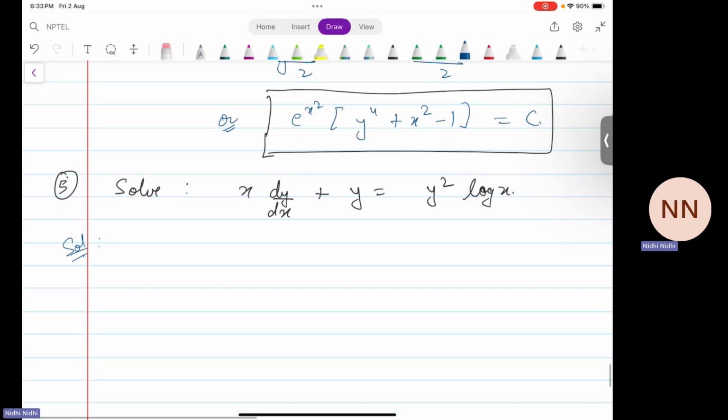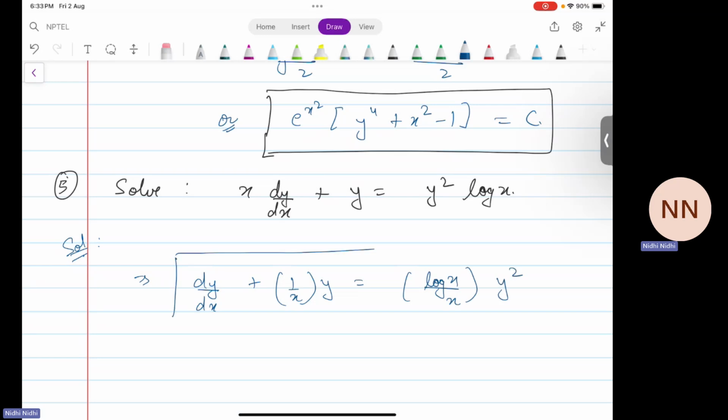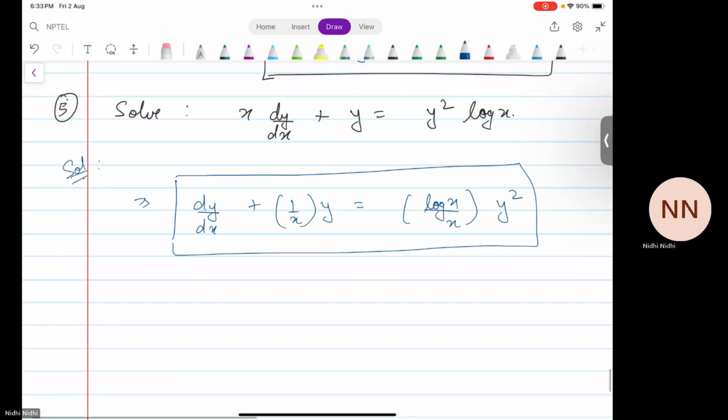So from here, dividing both the sides by x, we get dy/dx + (1/x) y = (log x / x) y². Now we are in the framework of Bernoulli's equation. So how do we start to solve a Bernoulli's equation? We start with the substitution t = y^(1-n). Here n is equal to 2, 1 minus 2 means minus 1.